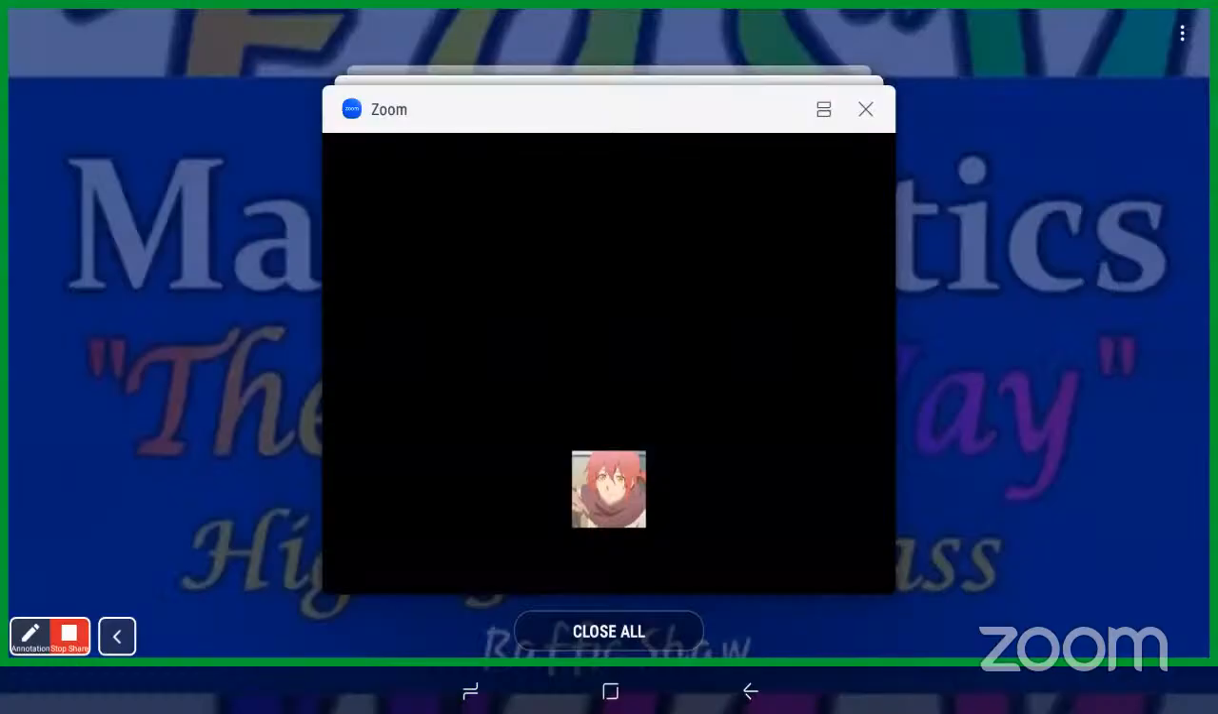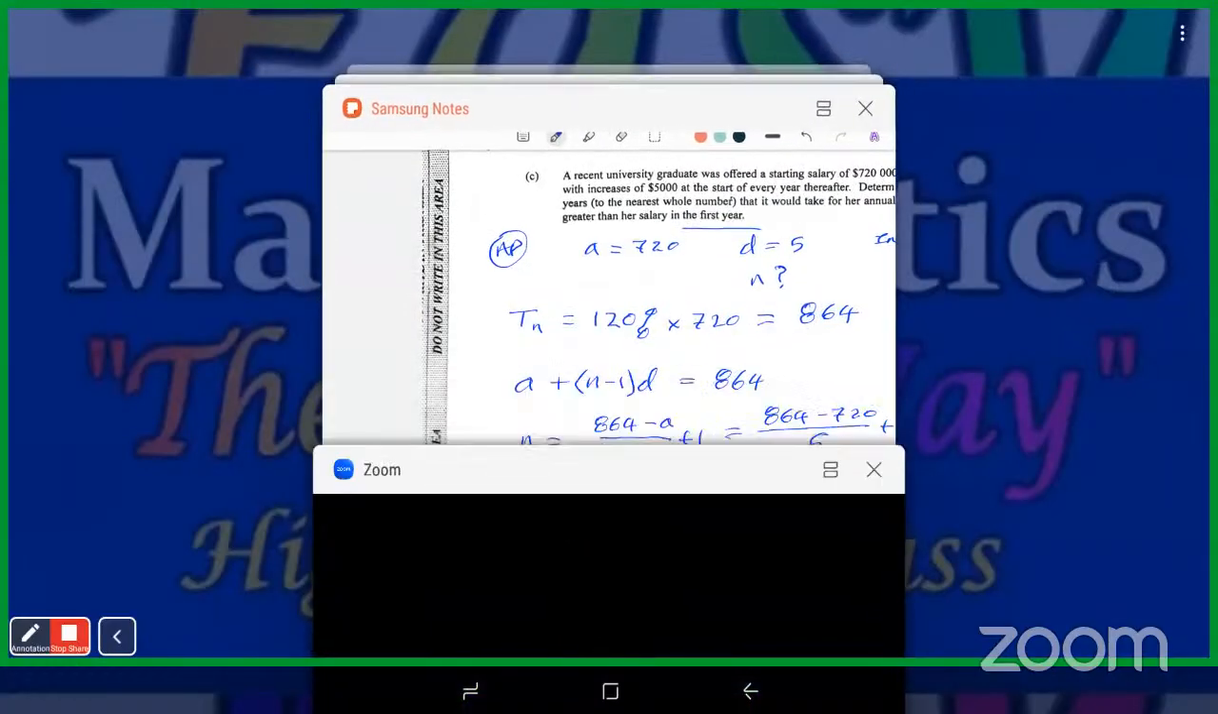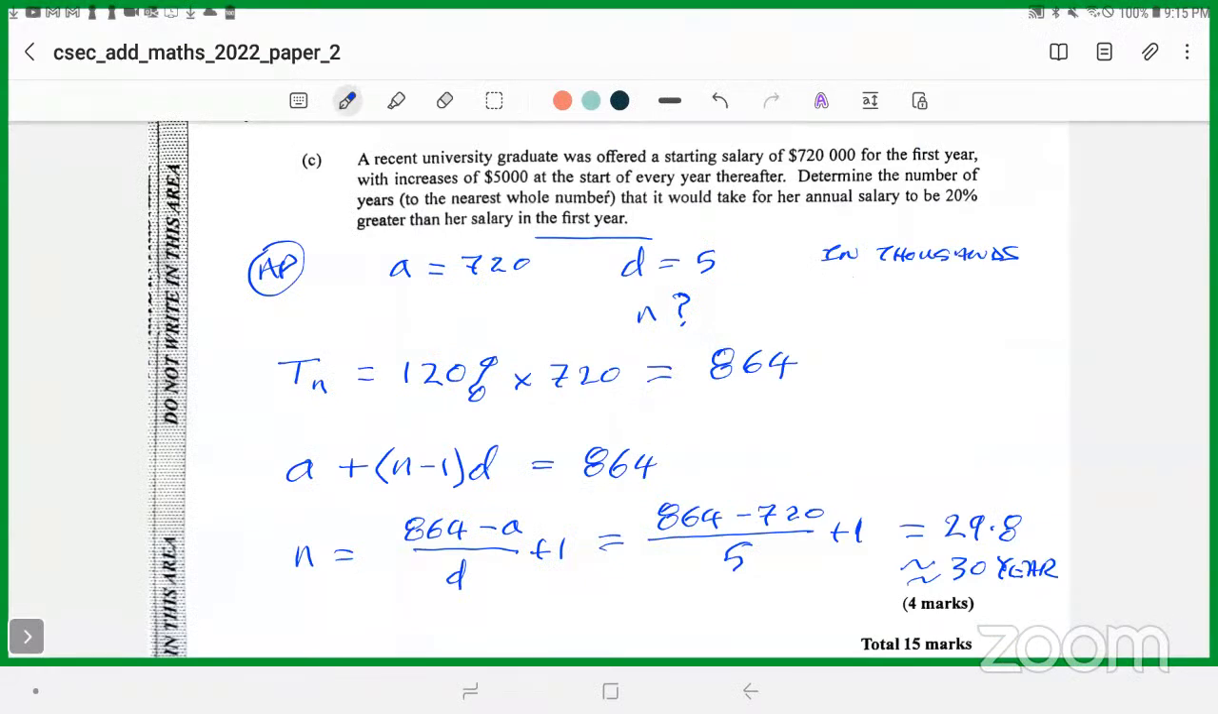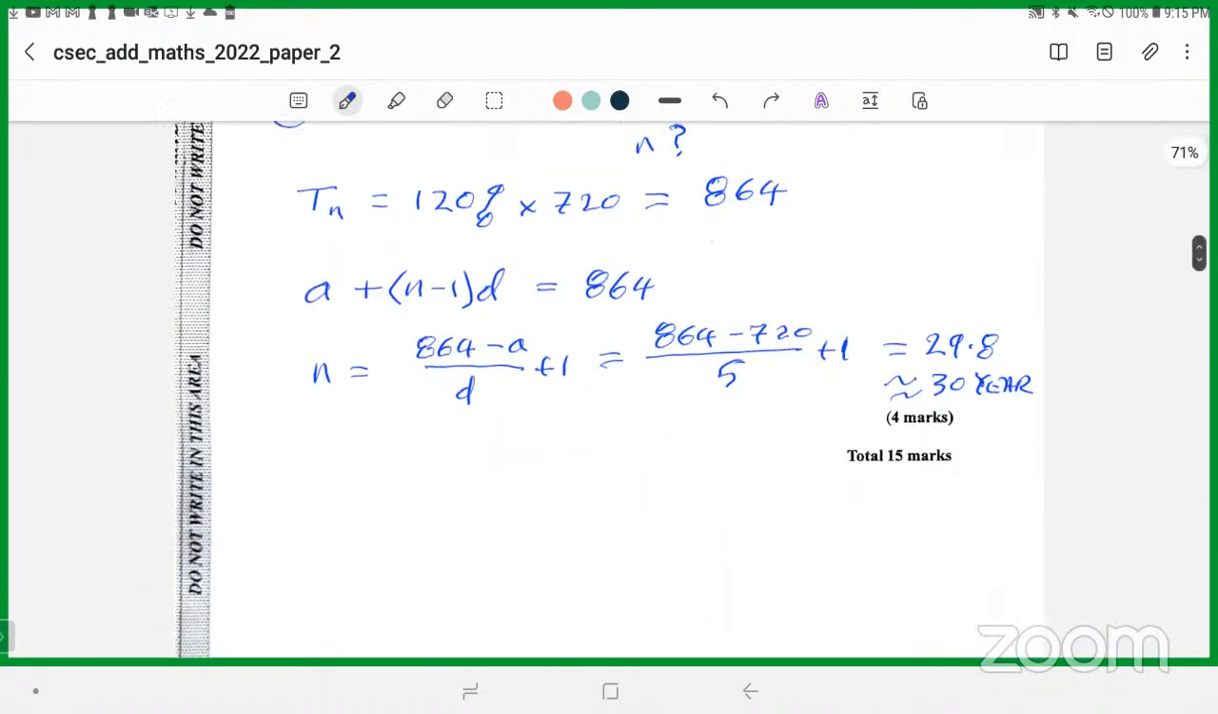All right, guys. Sorry about that. The technology again. Can you see the screen again? Yes, sir. Good. So the question asks us for the number of years. So I'm going to say 30 years. That is the answer. Well, good at that. Okay?